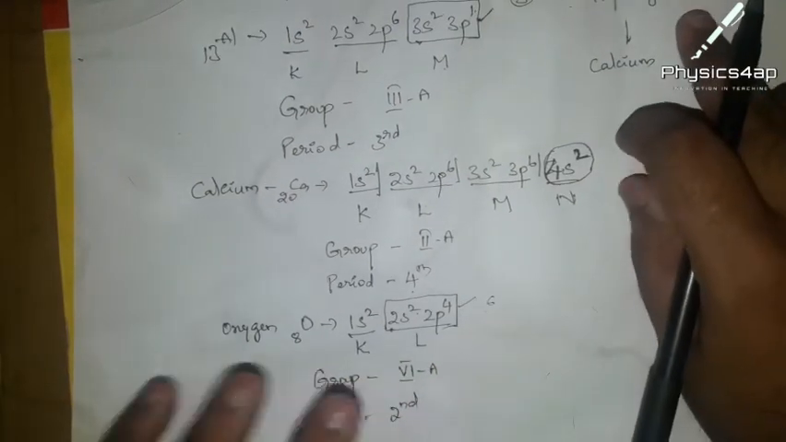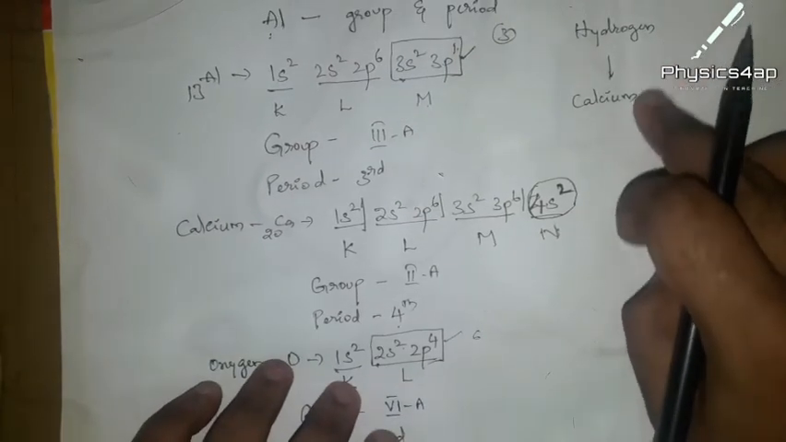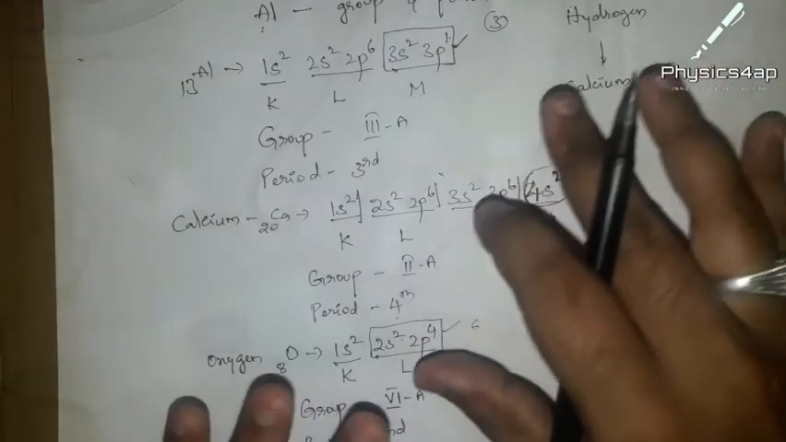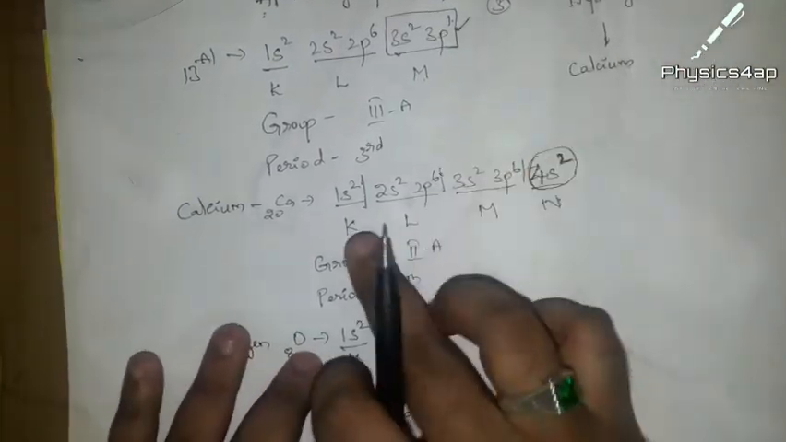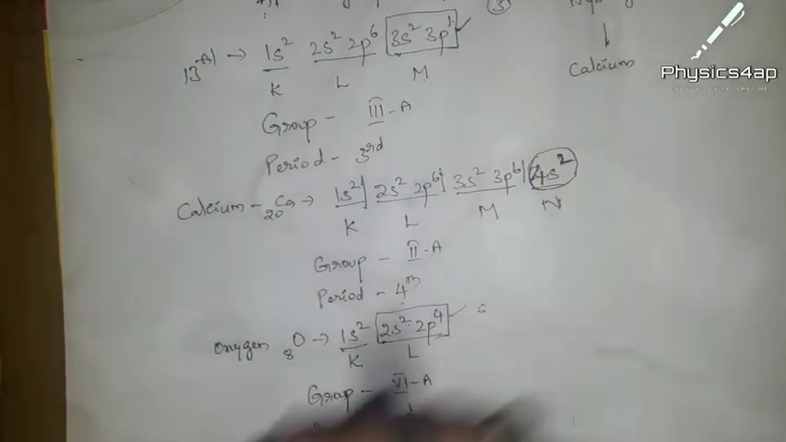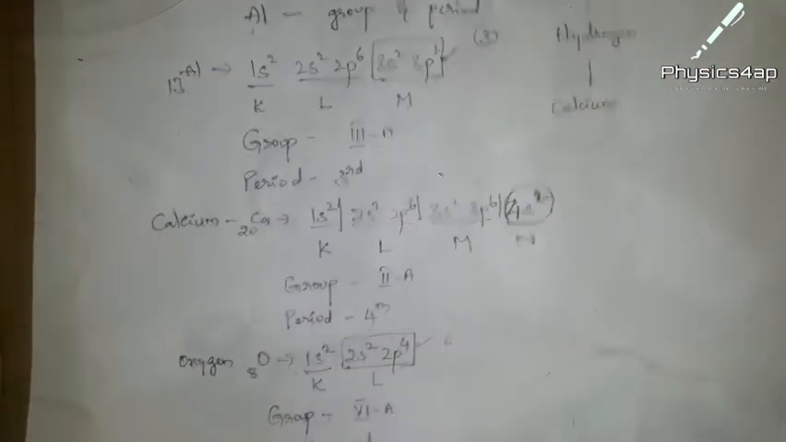So this is how you need to find out to which group and which period an element belongs. It is a simple technique, which is available only for hydrogen to calcium. So you can find this out for any element from hydrogen to calcium by doing the electronic configuration. For the remaining elements, we'll be seeing in the next episode, next part.